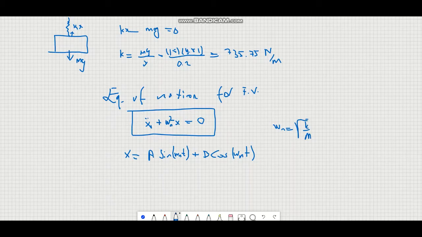We know the spring constant we calculated, 735.75, right? We need to divide it by 15 and take the square root in order to find the natural frequency. Let me calculate it. Okay, this is about 7. So we found the natural frequency.